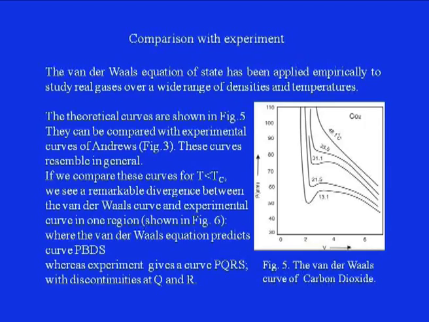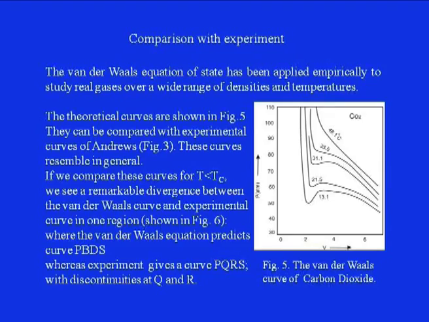If you want to compare these curves for T less than T c, we see a remarkable divergence or difference between the van der Waals curve and the experimental curve in one region. So, let me show that region, this is figure 6. From there you can see that the van der Waals predicted curve is PBDS, whereas experiment gives a curve PQRS with the discontinuities at Q and R. This PBDS is the theoretical curve and PQRS is the experimental curve. So, experimentally the portion QR corresponds to the heterogeneous region where the pressure remains constant.